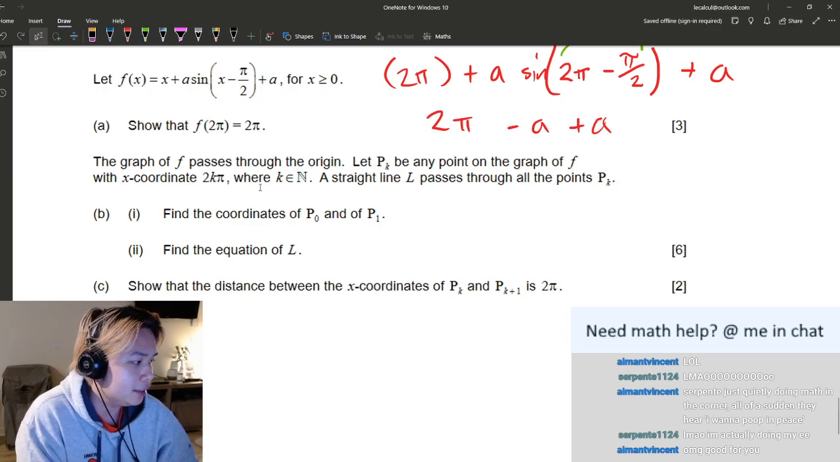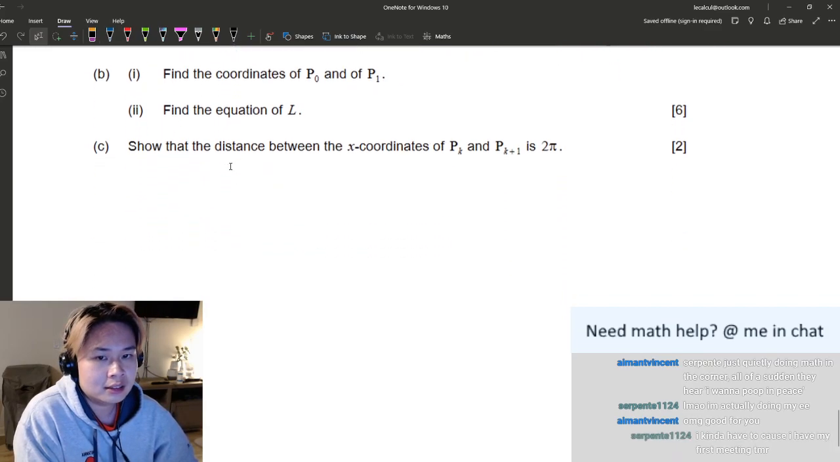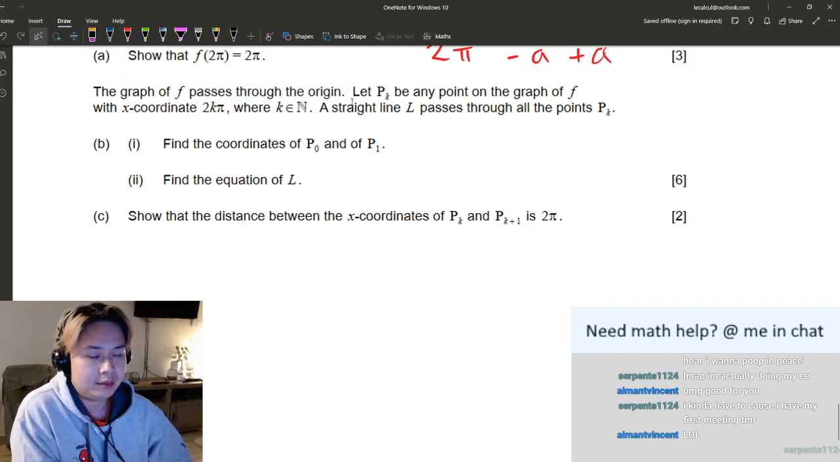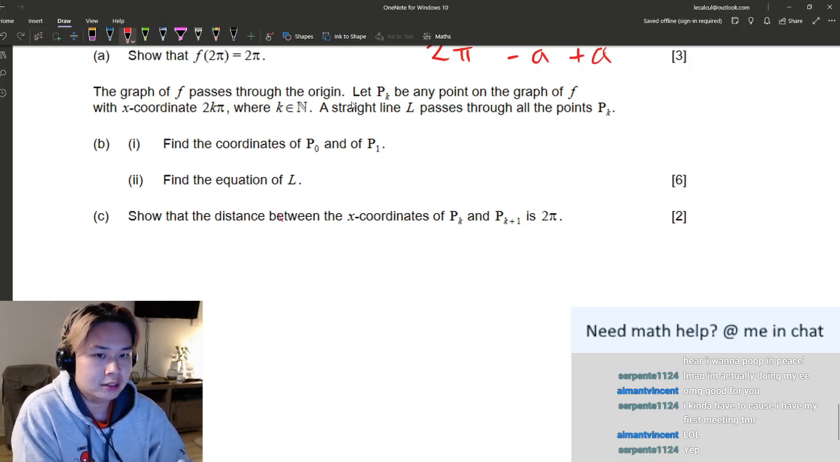Wow, you're actually doing your EE? That's crazy. Okay, what's next? This graph goes through the origin, so that means that if I plug in 0, I should get 0.